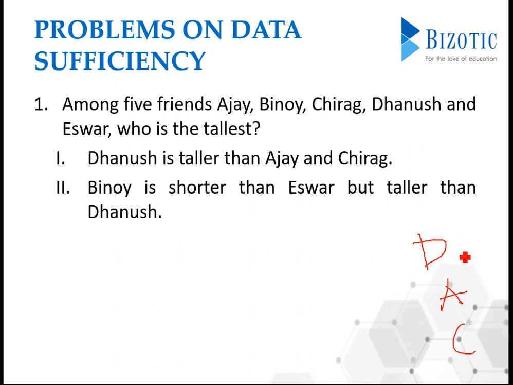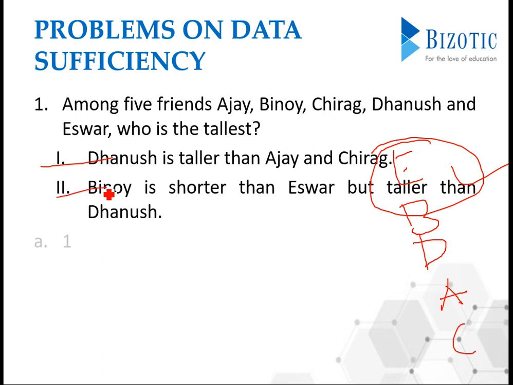So with this, are you able to determine who is the tallest among 5? Definitely not. So then let's go to the second statement. Binoy is shorter than Eswar, but taller than Dhanush. So Binoy is taller than Dhanush but shorter than Eswar. So this leads us to the conclusion that Eswar is the tallest. We are able to get to the conclusion. How? By using statements 1 and 2. And now you know exactly which option to choose. That should definitely be option C.